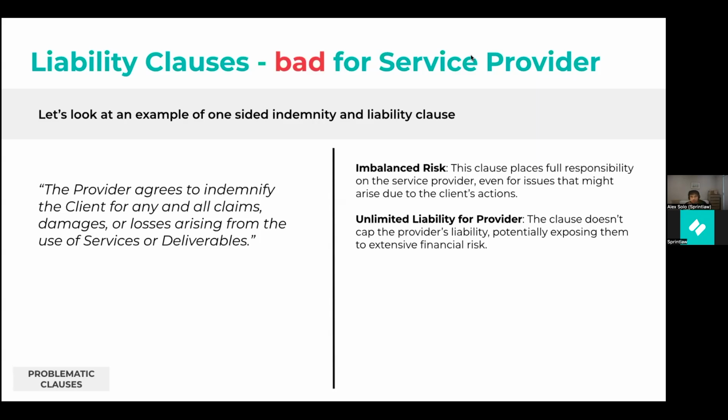So this clause is really, really bad for a service provider. It says a provider agrees to indemnify the client for any and all claims, damages, or loss arising from the use of services or deliverables. So again, if we use a web development example, I make a website for you, something goes wrong in relation to the website. Now I've got to be your insurer for any issue whatsoever arising from the service or deliverables. Super broad, big unlimited liability, and very one-sided.